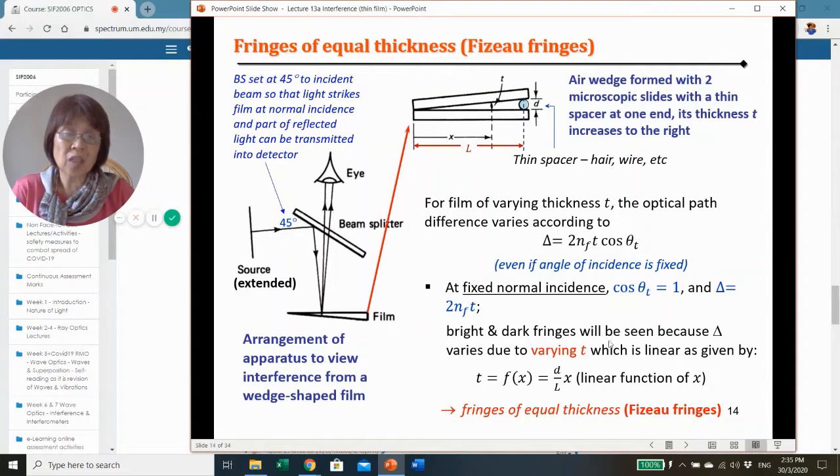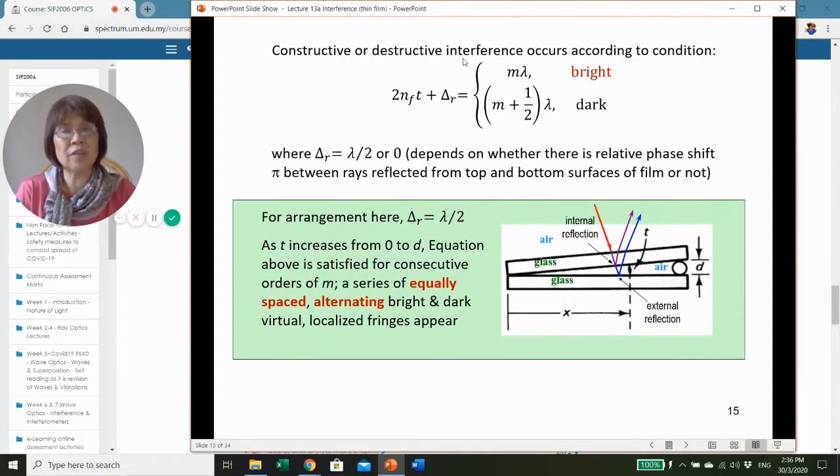Like I said, because this path difference varies as a linear function of x, you will see fringes of equal thickness spread out over this direction. So these are called visual fringes. Constructive or destructive interference can be determined to occur at the condition given by, and we still have to include this delta R, which comes about because of the phase shift due to reflection. This would be the relative phase shift between the two beams, and if this term goes to m lambda, we have a bright fringe. When it's m plus half lambda, it is a dark fringe. Just simple. So t increases from 0 to d.